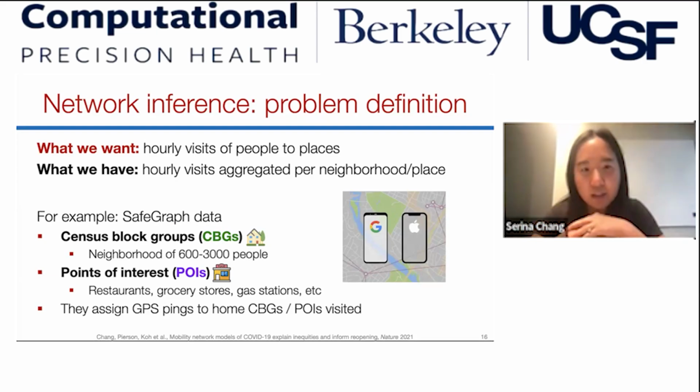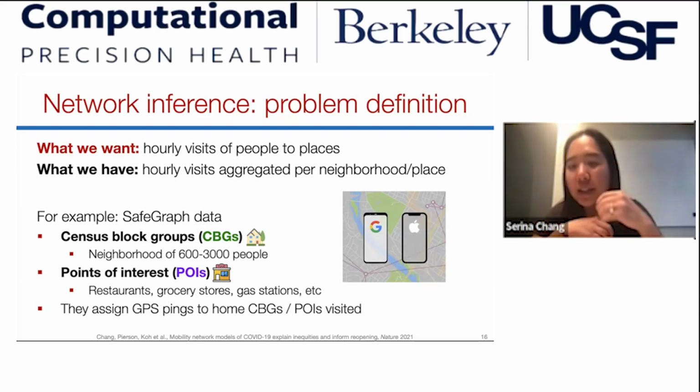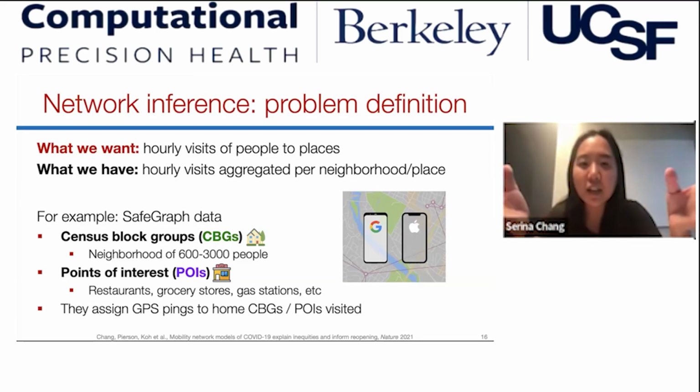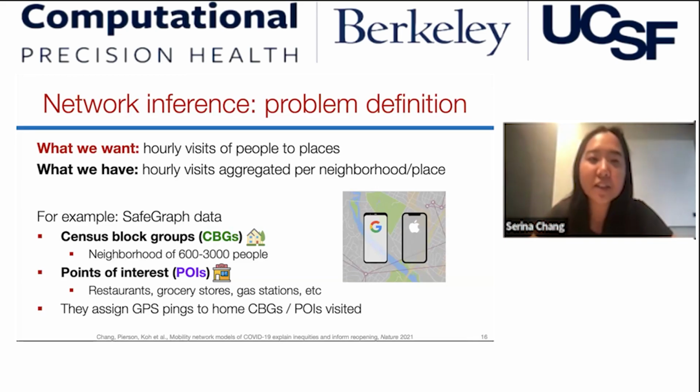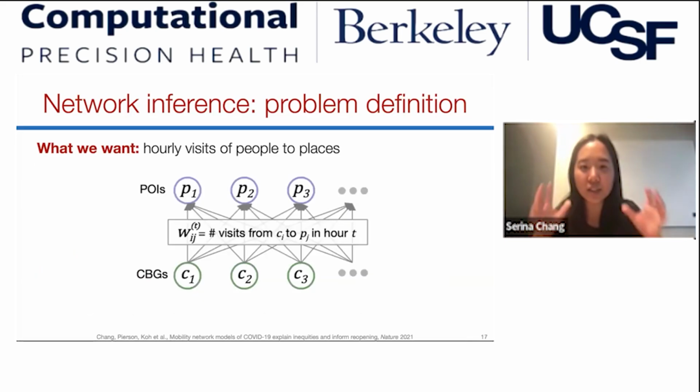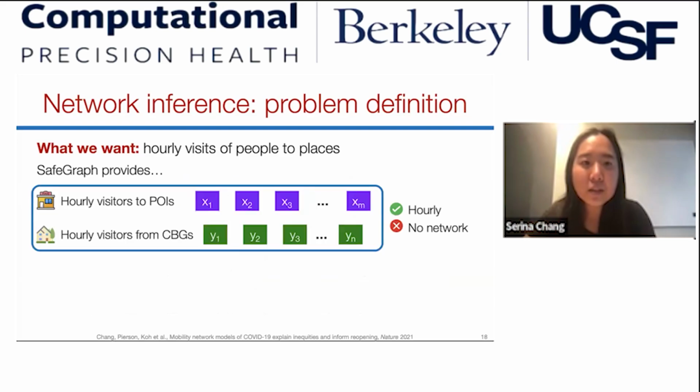And SafeGraph also aggregates data to the level of points of interest, or POIs. And these are individual public locations like restaurants, grocery stores, gas stations, etc. And SafeGraph has individual GPS pings, but they aggregate and assign them to CBGs and POIs in order to protect privacy. And so our goal is to keep the data aggregated, but we want to reconcile the data that they give us so that we can infer the full network of visits. So specifically, we want to infer this bipartite network that says in every hour, how many people from this CBG visited that POI. We want to do that for every pair. So how are we going to do this?